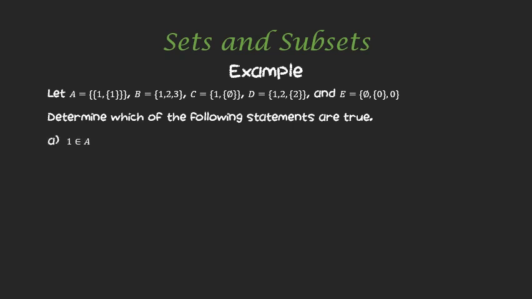So this first one: 1 is an element of A. We want to determine if 1 is indeed an element of A here. So let's go to our set A and see, is 1 an element of that? Well, remember, A was the set containing the set 1. So A has one element, namely this one, 1 and the set containing 1. That set is an element of A.